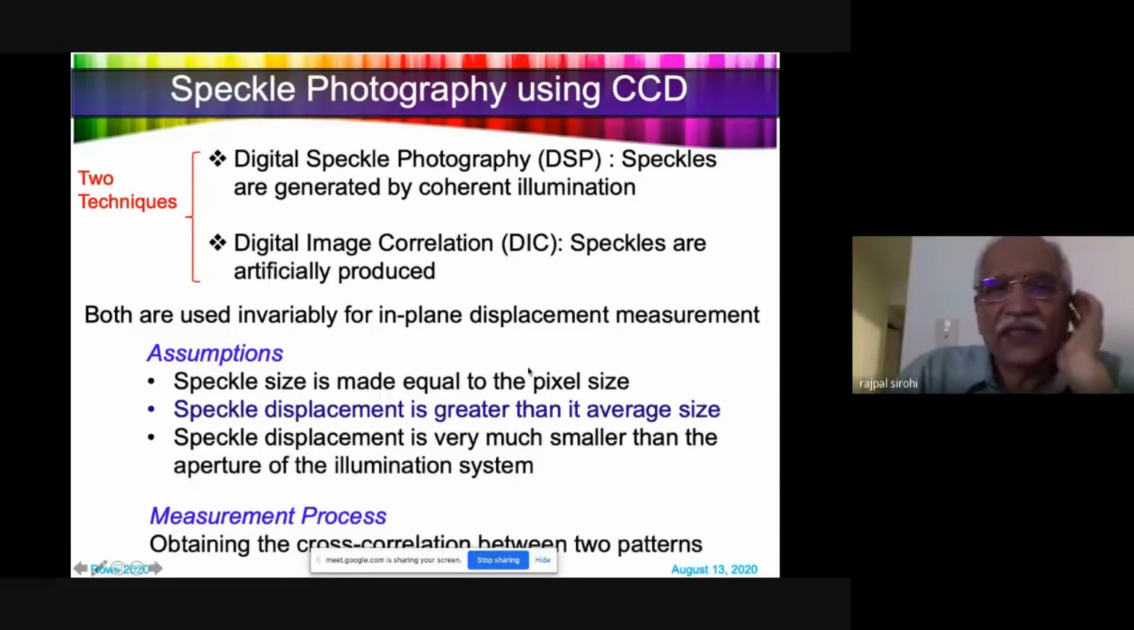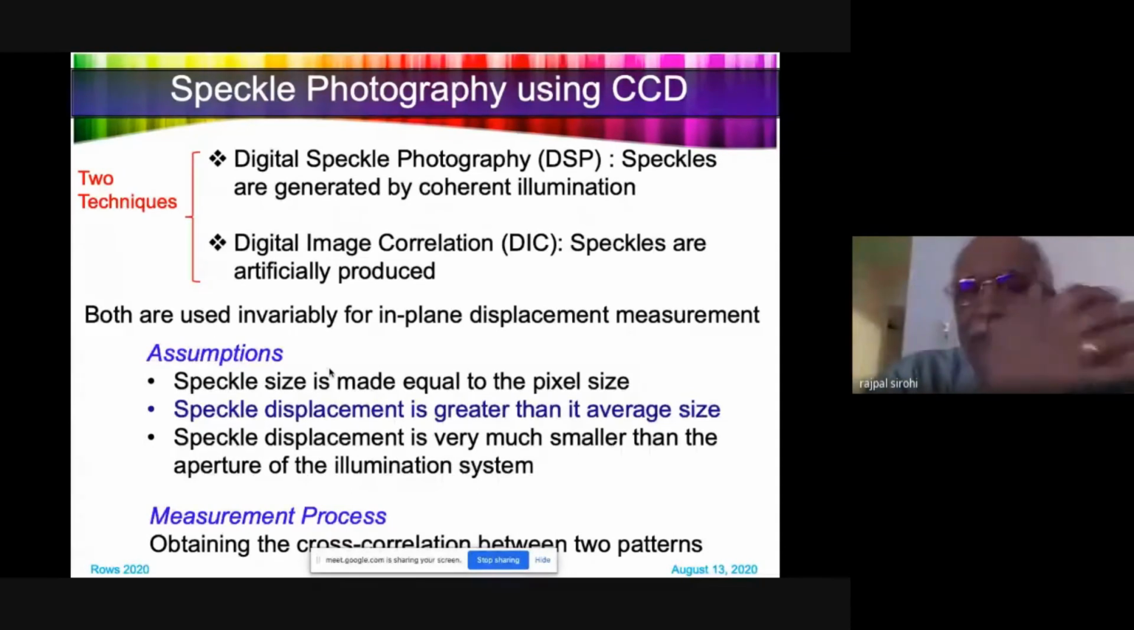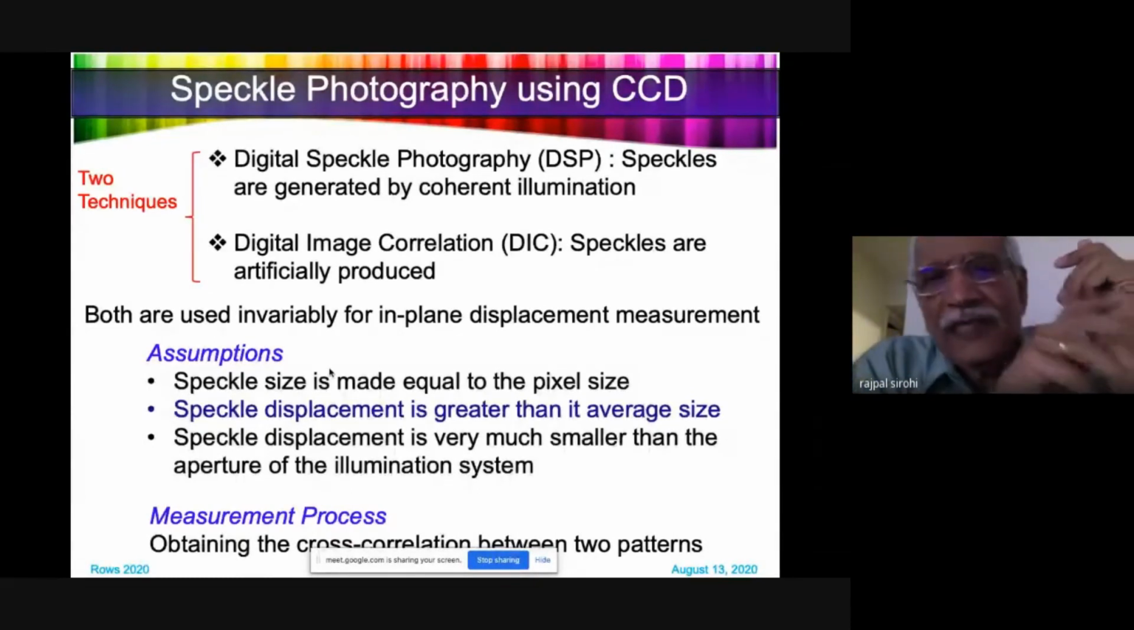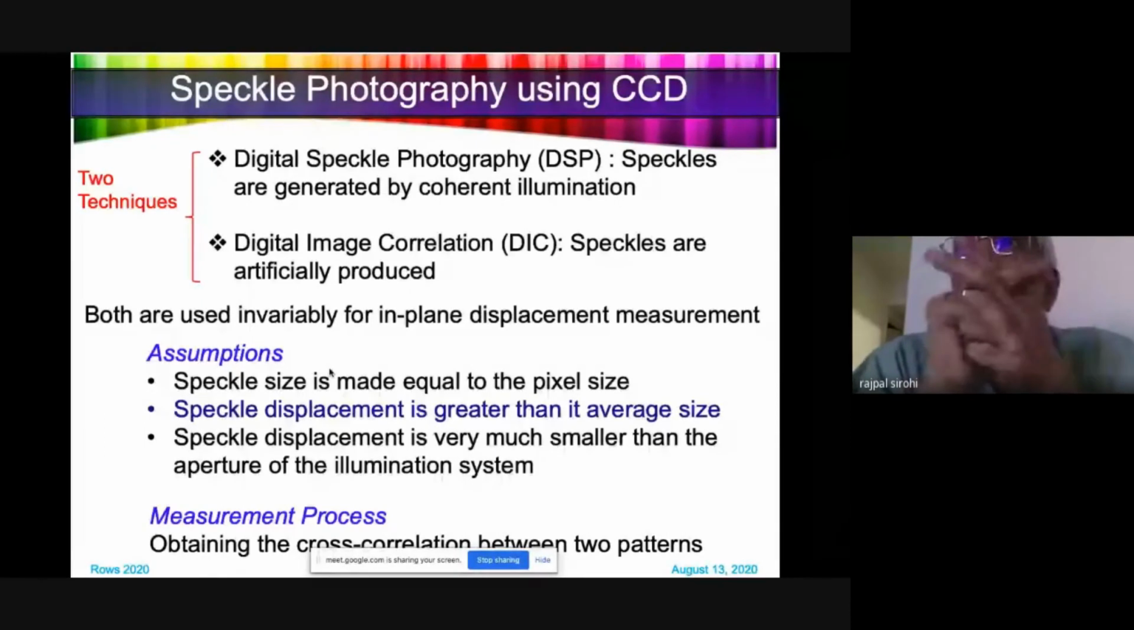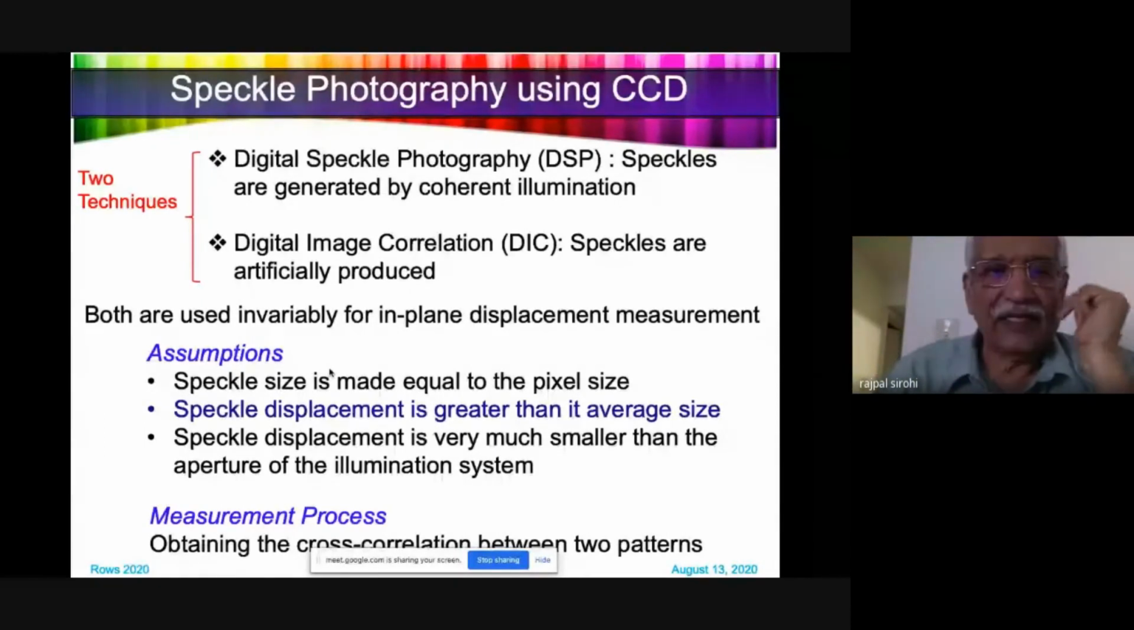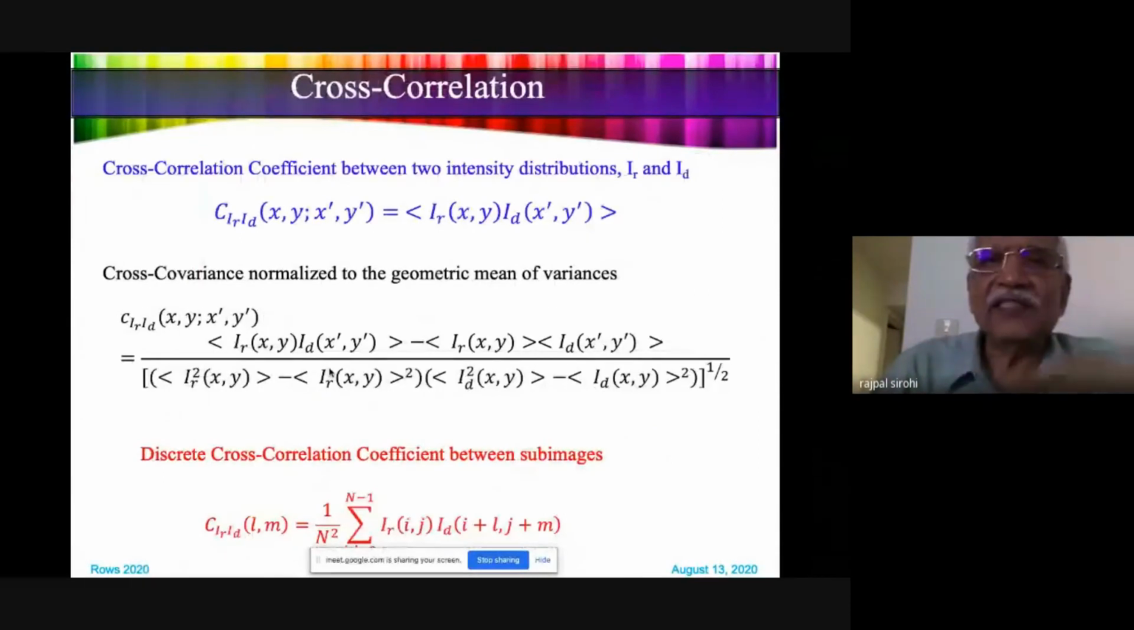There are certain assumptions: the speckle size has to be larger than the pixel size we use in the CCD. The speckle displacement is to be greater than its average size, so that you have at least 2 separated speckles. And speckle displacement must be much smaller than the aperture of the illuminating system. Otherwise, there will be so much decorrelation that you cannot really extract any information. And the measurement process is just to take the cross correlation.